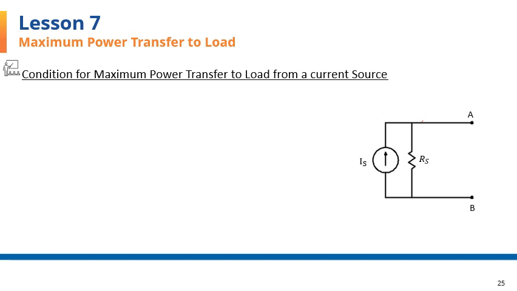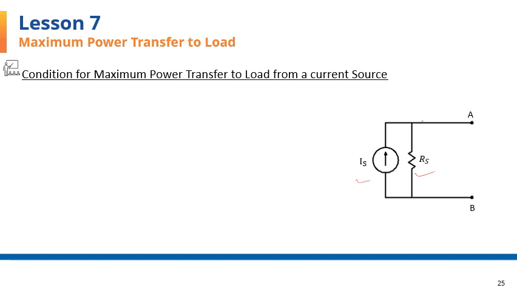We will now turn our attention to the case of maximum power transfer to a load from a current source, shown here. This figure shows an unloaded current source along with its internal shunt resistance. To keep the lesson short, I will not get into as much detail, but will state the condition for maximum power transfer and do an example.